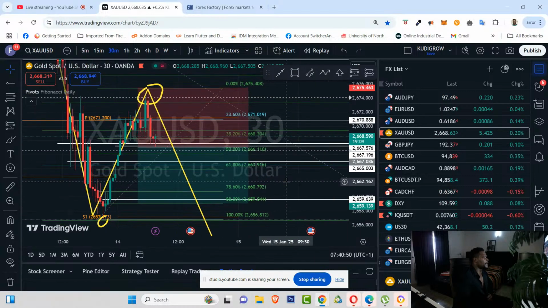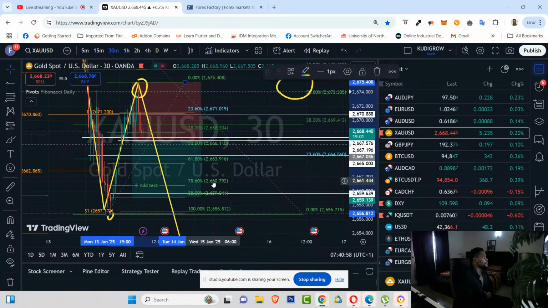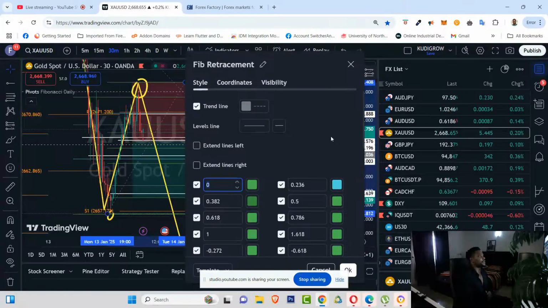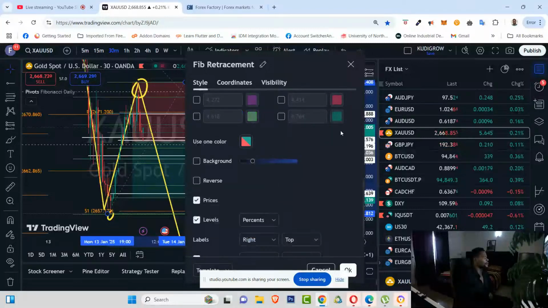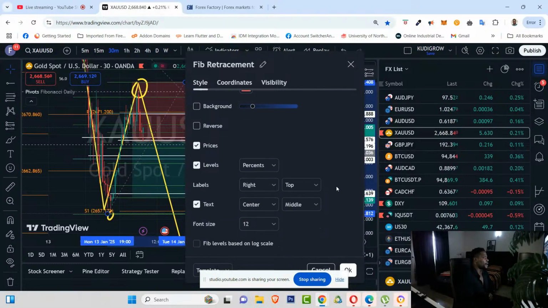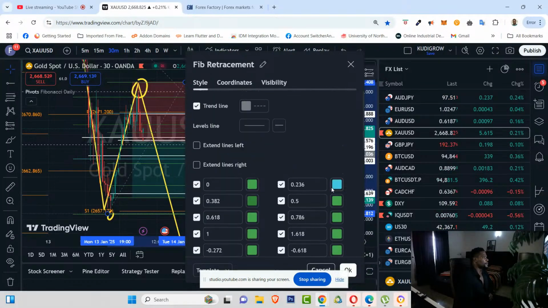And someone asked about my Fibonacci settings, so you can take a screenshot now. I'm going to double tap my Fib so you can see the settings. So this is my Fibonacci, and this is my setting. I believe you have done that. I use one color, which is green. I have no background, I uncheck the background. Look at the other settings right here. I put it as percent and not as values. And that is it.